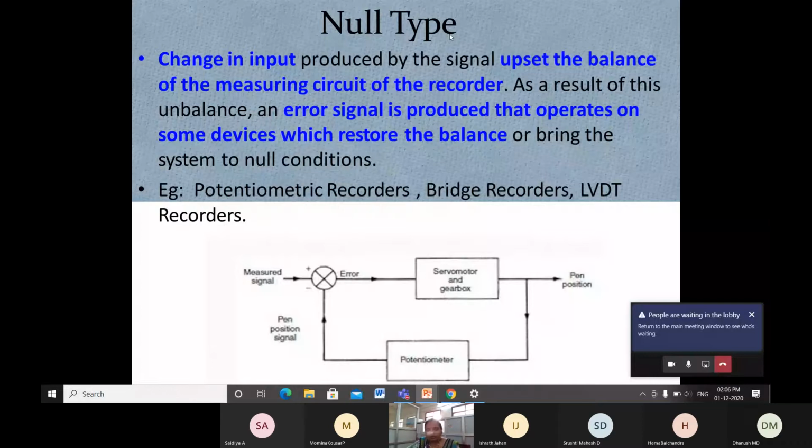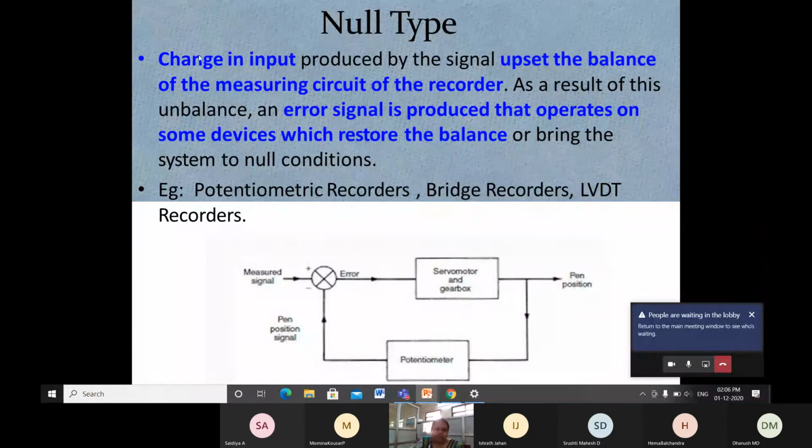In the first module we already learned about null balanced bridges, the balanced condition. When it is balanced, our galvanometer will be reading a 0 value, right? That's the null indication principle we learned. The same thing is going to be applicable here also.